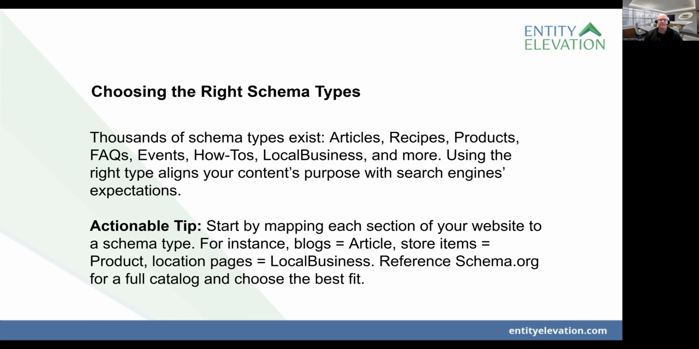And choosing the right schema type. So thousands of schema types exist: articles, recipes, products, FAQs, events, how-tos, local business, and more. Using the right type aligns your content's purpose with search engines' expectations. So another actionable tip, we've got lots of them today. Start by mapping each section of your website to a schema type. For instance, blogs equals article, store items equals product, location pages equals local business. Reference schema.org for a full catalog and choose the best fit. I have previous videos on that, so you can also get a deeper dive on that, as well as more specific types beyond just local business.